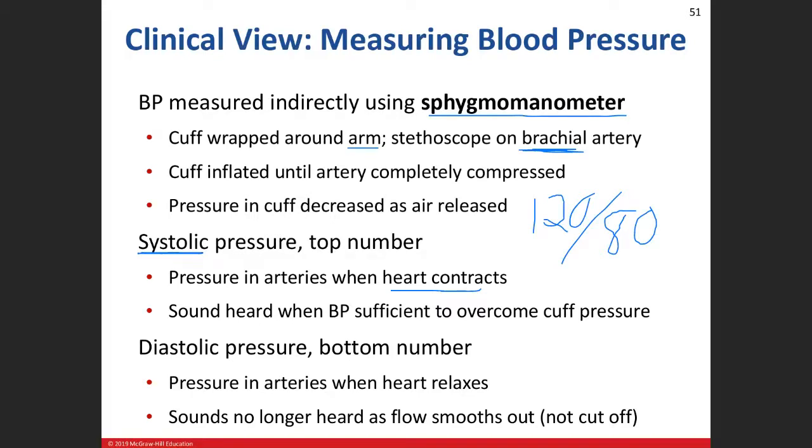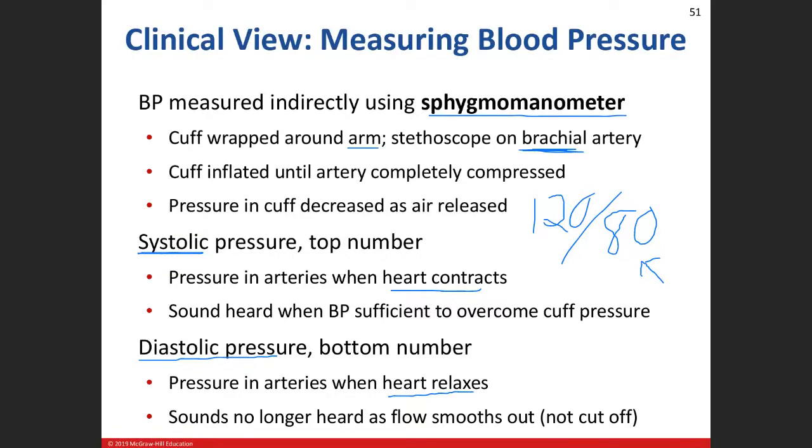So you gradually let the air pressure out and let it go away. Where you hear it last, that is going to be the diastolic pressure. That's the bottom number. That's the 80. That is when the heart relaxes. And so that's when you won't hear the blood flow any longer.